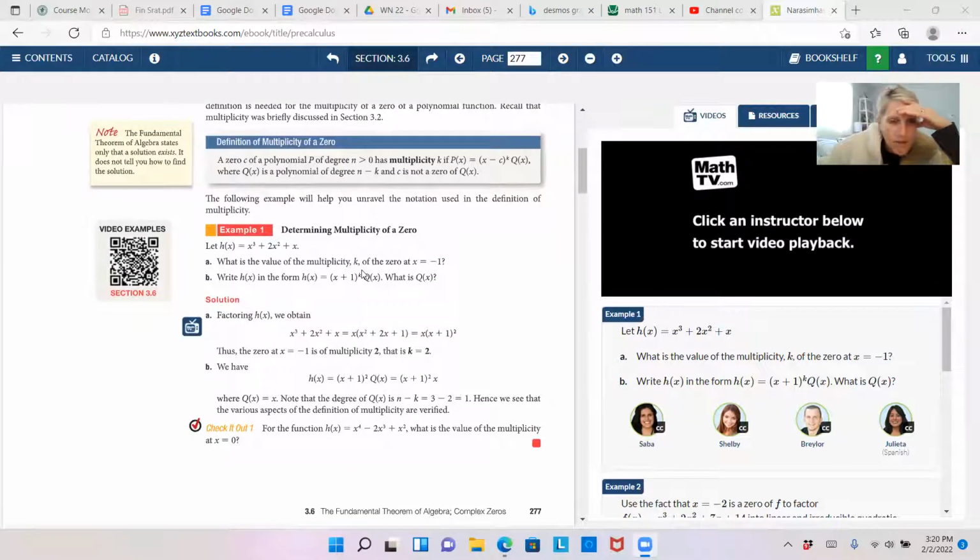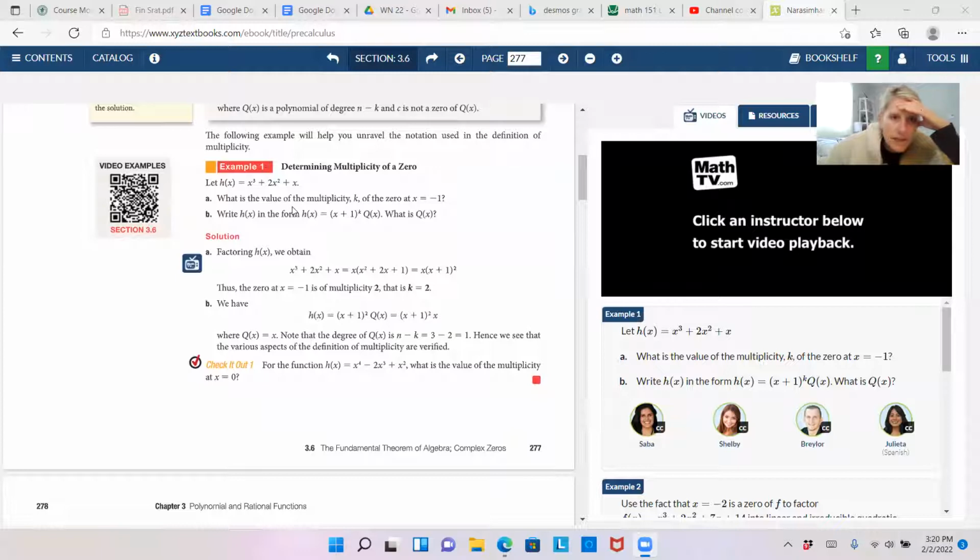Let's look at the example here in the book so you can see. We have this function h of x, x cubed plus 2x squared plus x. What is the value of the multiplicity k of the zero at x equal to -1? When we take h of x and factor it, we get x times x plus 1 squared. So we can see that the zero x equal to -1 has a multiplicity of 2. So we have x plus 1 with multiplicity 2 times some q of x.